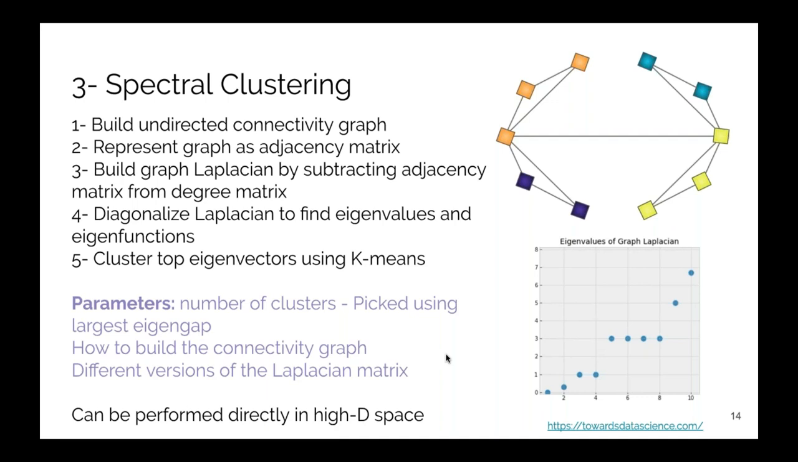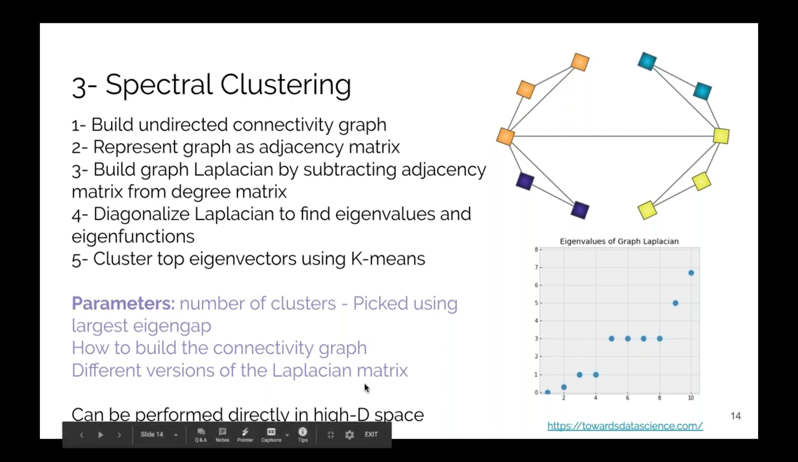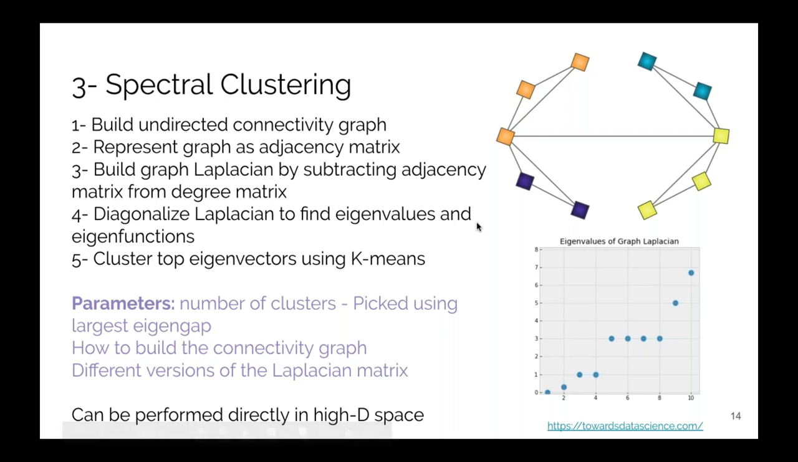Other two issues with this method are how to build the connectivity graph, so basically how to determine whether there should be a link between two points. This is usually based on the distance between points that is then sparsified to build the connectivity graph, but how you do the sparsification means that there is a decision to be made at which point you consider points that are close to actually be connected or not. And that needs to be determined, and is not always straightforward. And then finally, different versions of the Laplacian matrix can be used, which is another parameter to pick.